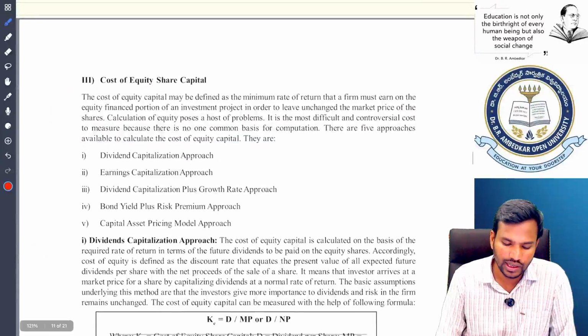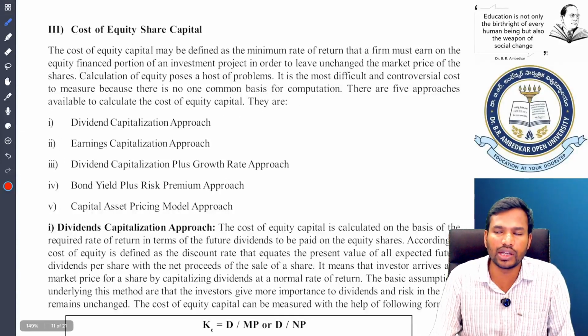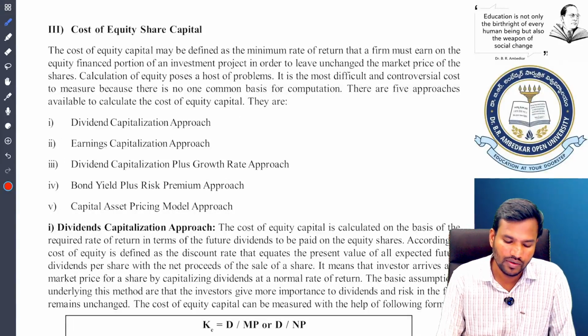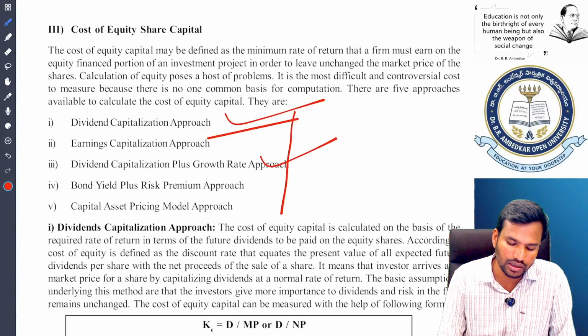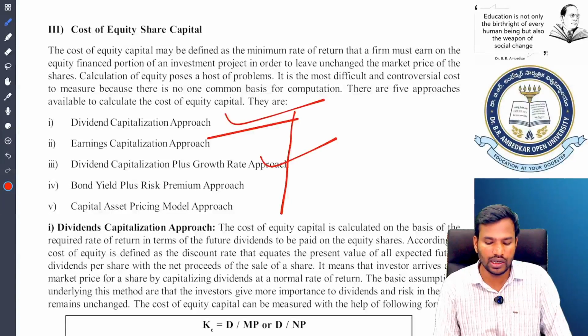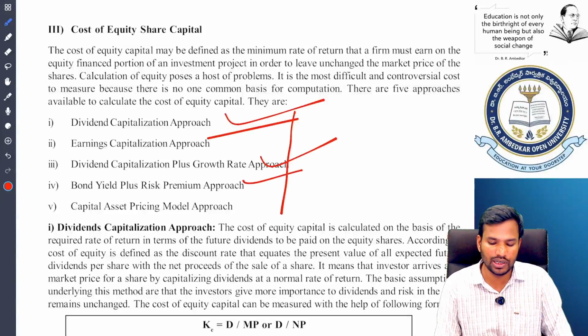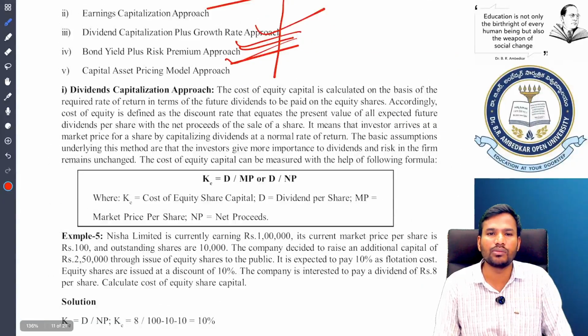Next concept, cost of equity share capital. How can we calculate equity share capital? 5 methods are there. One is the dividend capitalization method, earning capitalization method, dividend capitalization plus growth method, bond yield plus risk premium method, and considering risk, how can we consider the risk in the valuation of equity share capital? Capital asset pricing model, risk free rate and risk rate. First, coming to the dividend capitalization model.